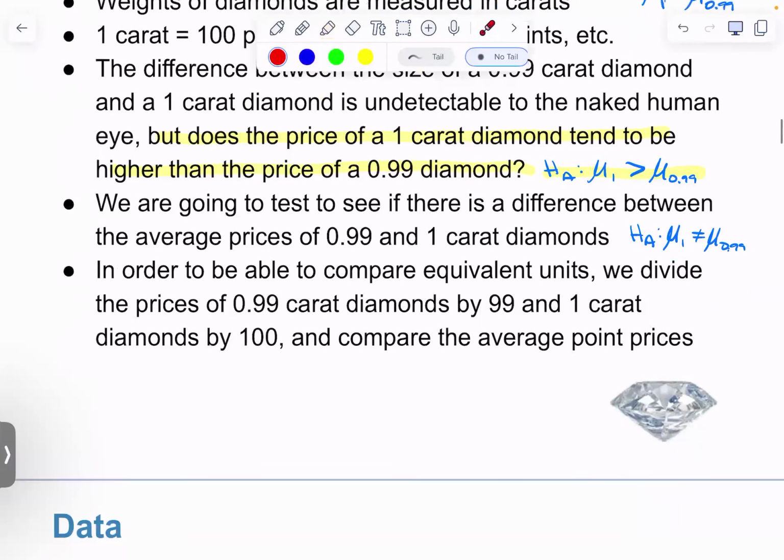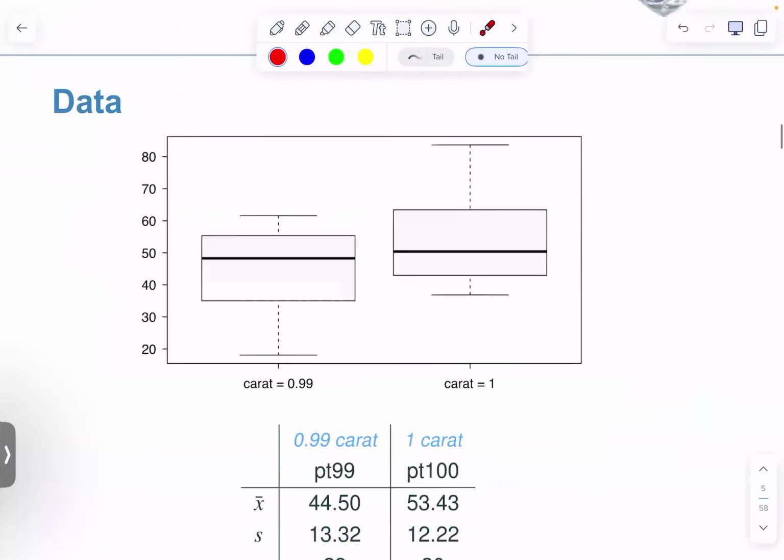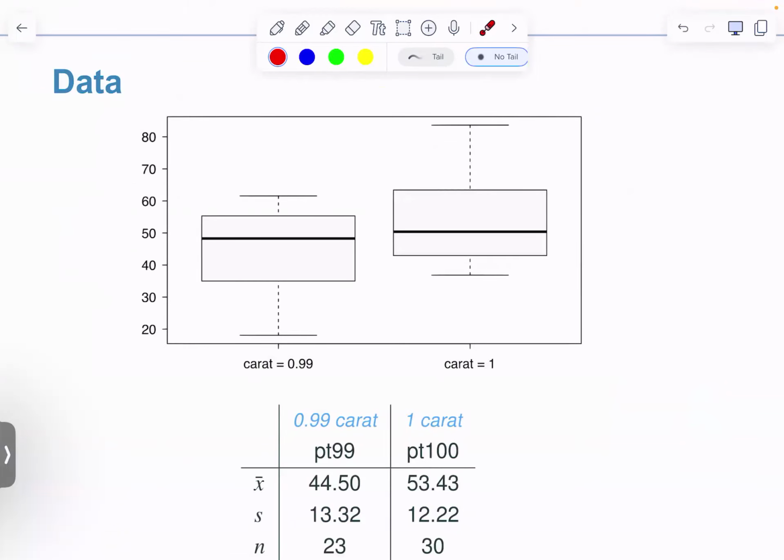Now they rejigged some stuff in order to be able to compare equivalent units. What we're going to do is divide the prices of 0.99 carat diamonds by 99 and 1 carat diamonds by 100, and then compare the average point prices, right? Because then we have a price per point that we'll be able to compare. The data looks like this. These are the point prices.